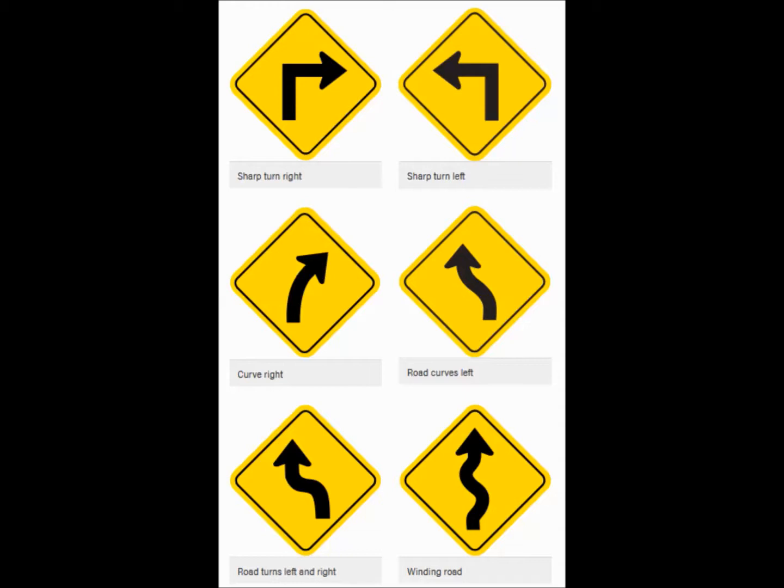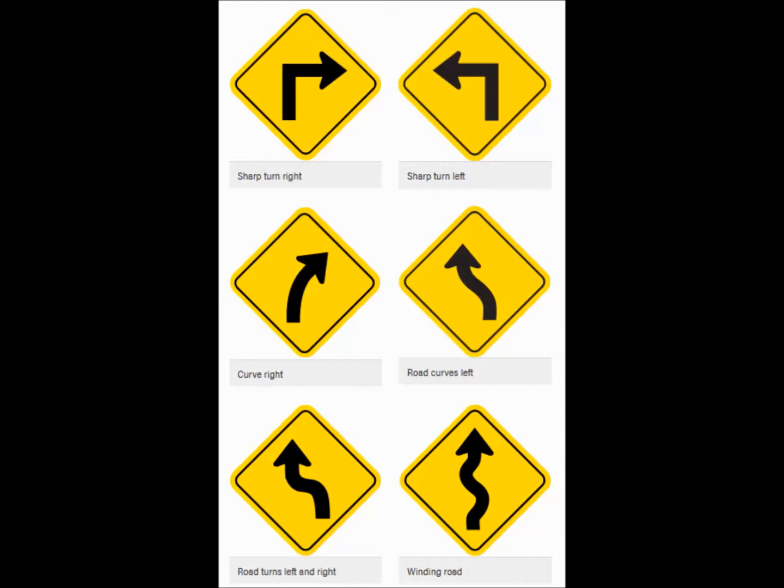Image description. A yellow diamond with a black outline. A black arrow goes up, curves to the left, then curves back to the right so that it is going up again. Road curves left. Image description. A yellow diamond with a black outline. A black arrow going up, then curving a 90-degree angle to the left, and a 90-degree angle to the right again, so it is going up. Road turns left/right.